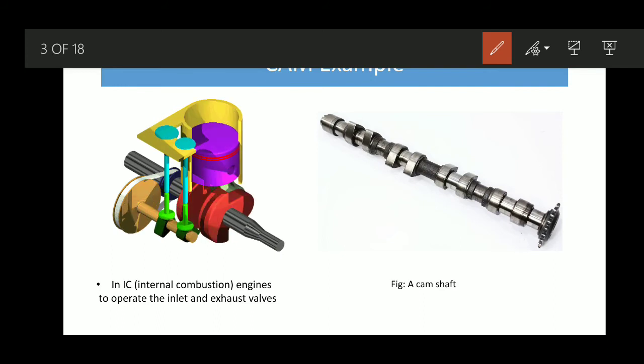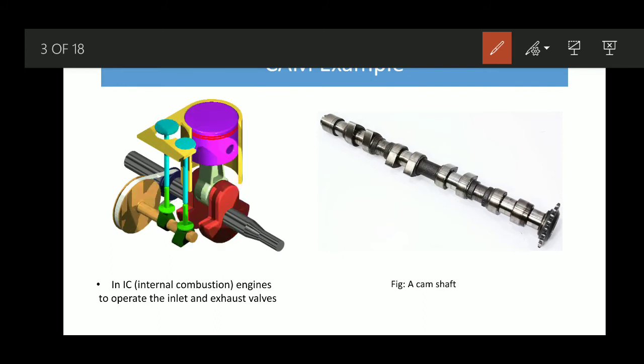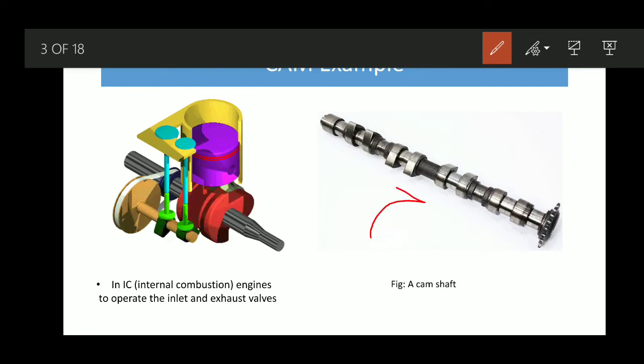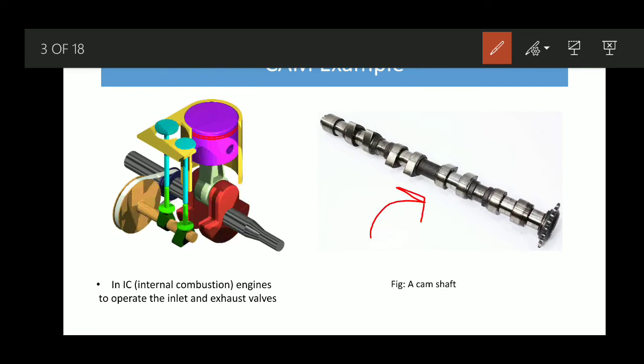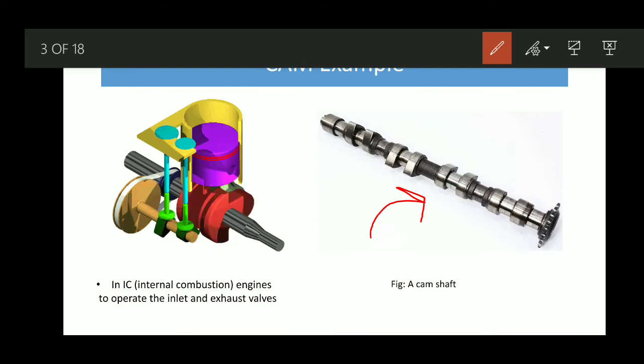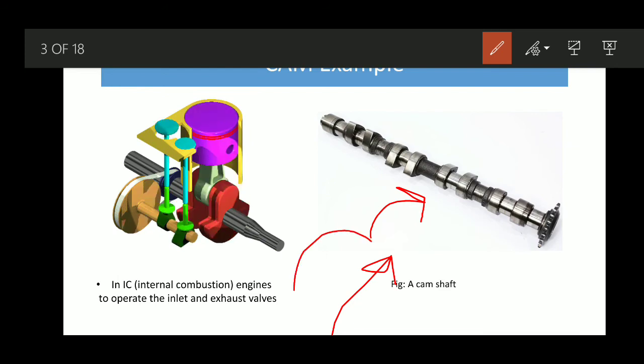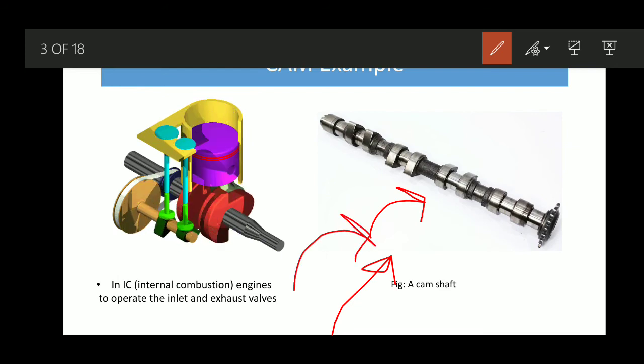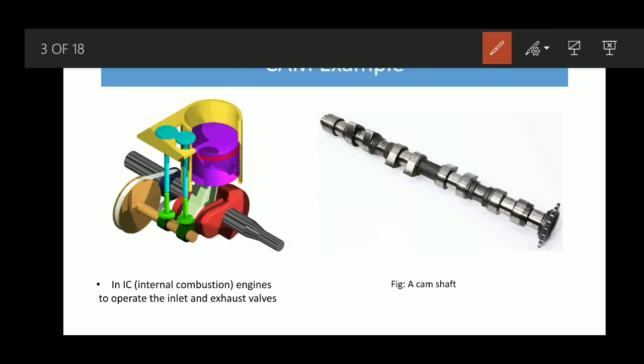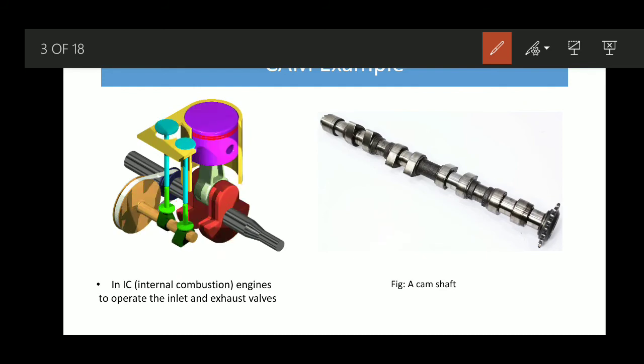The valve has to open so that the insertion of the required charge, that is the fuel, can take place inside the cylinder. Similarly, during the suction period it should open and we should be able to fill the cylinder with the charge or the fuel.